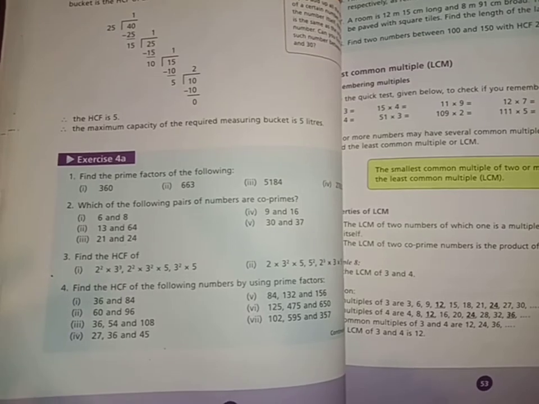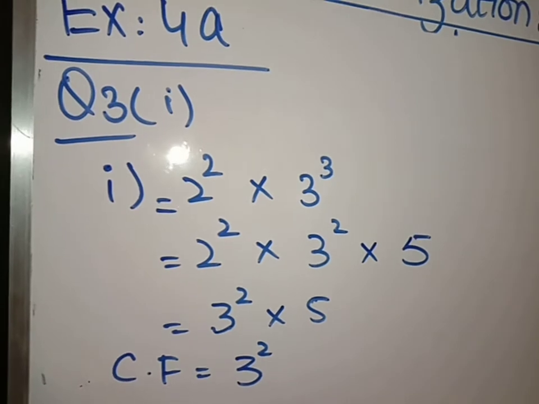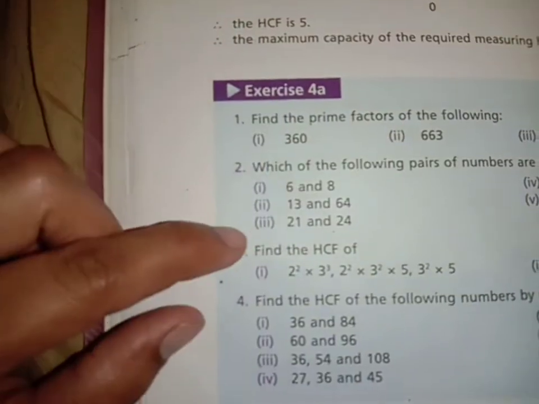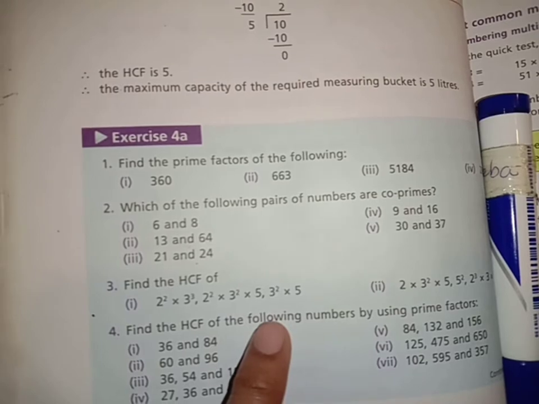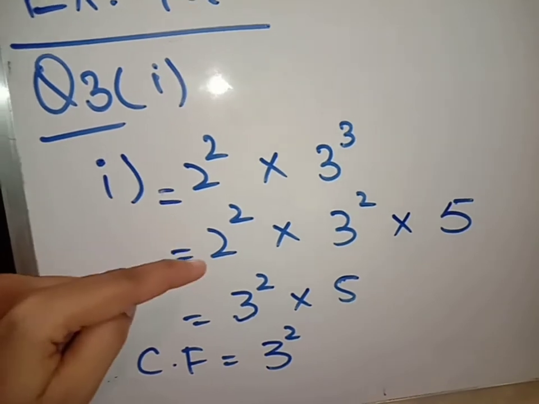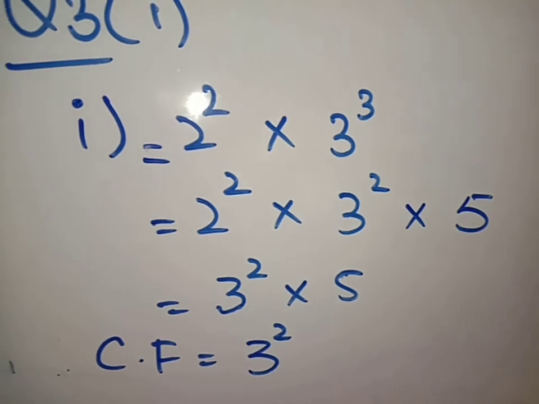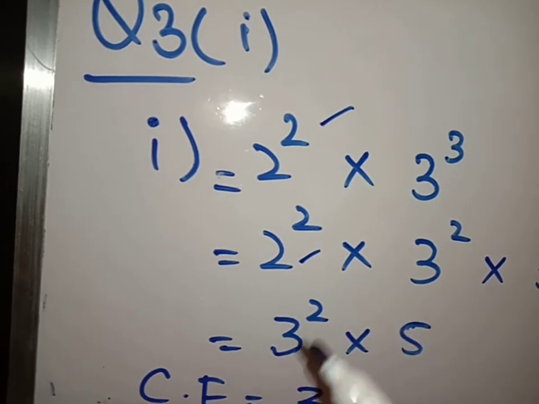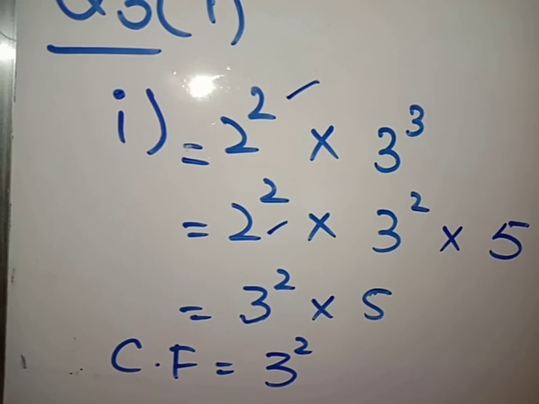Moving towards question number 3, find the HCF of number 1 and number 2. I am solving part 1 for you. We have 2 square times 3 cube, 2 square times 3 square multiplied by 5, and 3 square times 5. What is common in these three? We have 2 square there, 2 square there, and no 2 in the third part. So 2 is not common in them.